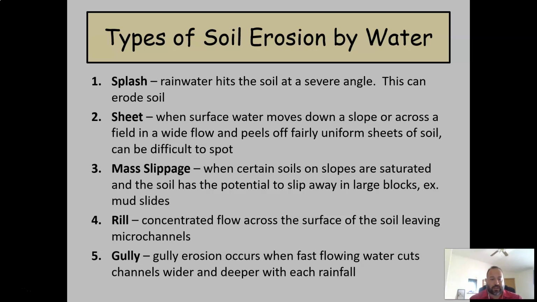And then a gully is just a worse version of a rill, where that little channel becomes bigger and deeper and wider until eventually you have a gully. And so a gully is also how you get rivers to form. But the difference between a gully and a river is that a river actually has water flowing in it and staying in it, whereas a gully is just an empty channel.